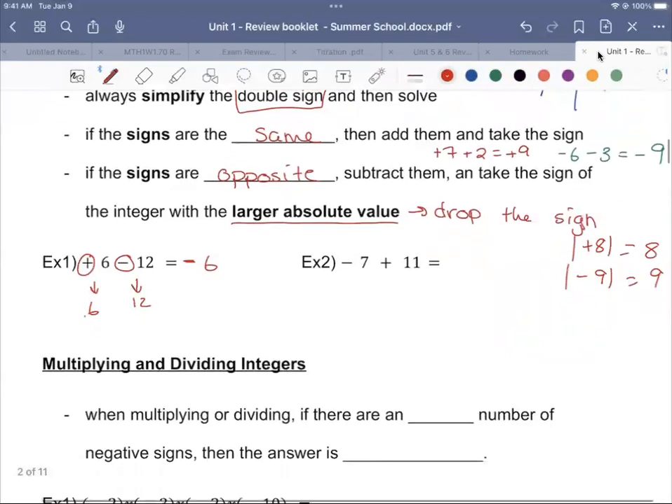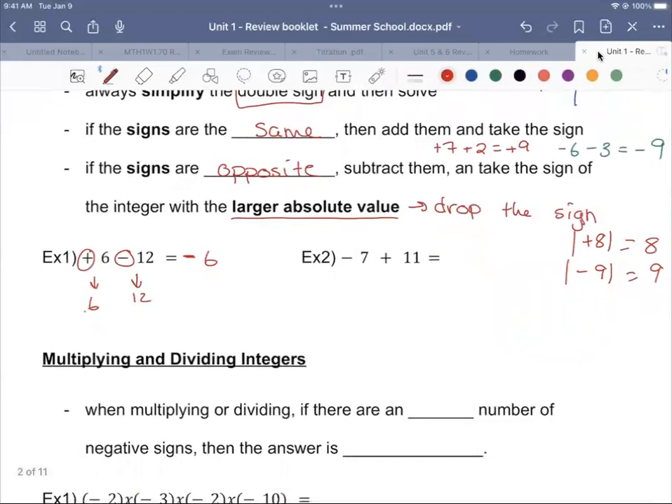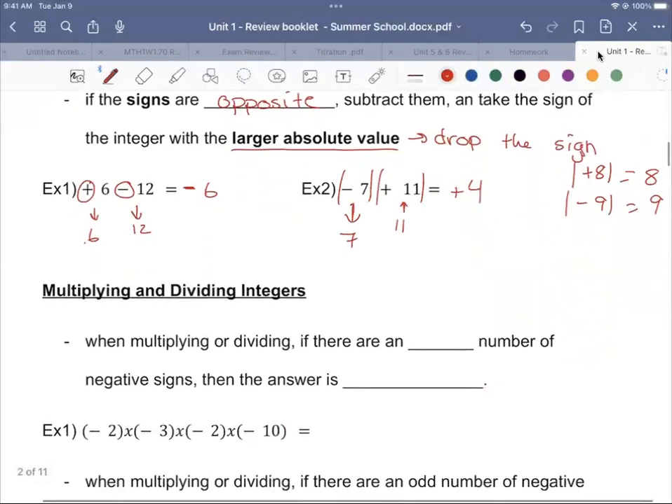If we look at the second example, I have -7 plus 11. So again, I'm going to subtract the two numbers. 11 minus 7 is going to give me 4. And then I want to take a look. +11 has an absolute value of 11. -7 has an absolute value of 7. +11 has the greater absolute value. So that means that it is going to be +4.